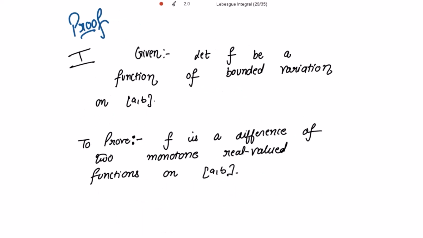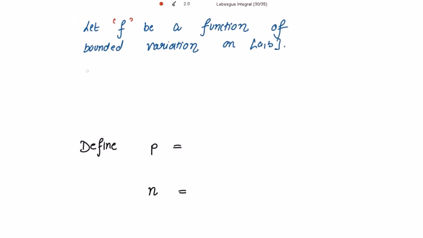So let's start with the proof. First, let f be a function of bounded variation on closed interval [a, b]. We need to show that f is a difference of two monotone real valued functions on closed interval [a, b]. For that, let's take a subdivision of [a, b], a = x0 < x1 < x2 < ... < xk = b. So this is any subdivision of closed interval [a, b].